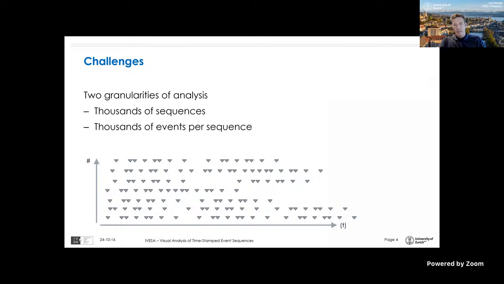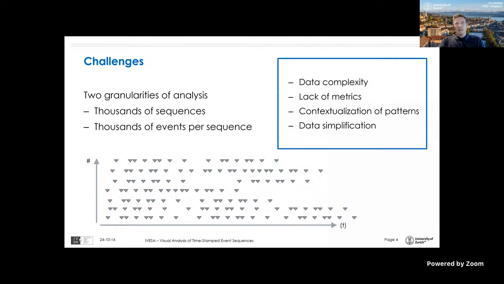Coming to the challenges, first of all, there can be thousands of these sequences, and each of these thousands of sequences could have thousands of events, which makes it complex, with millions of individual events that people may want to analyze. Coming from that data-centric complexity, there is more that can add to the challenge space. For example, the lack of metrics.